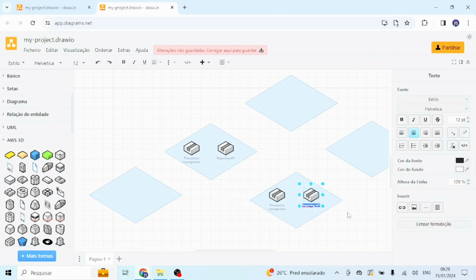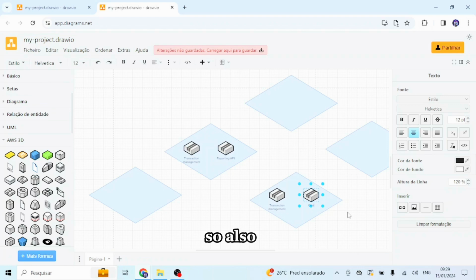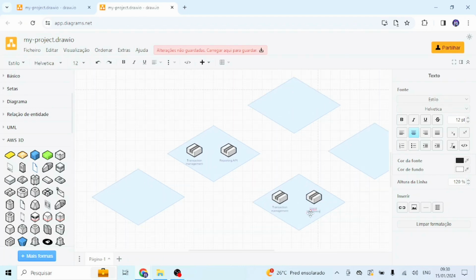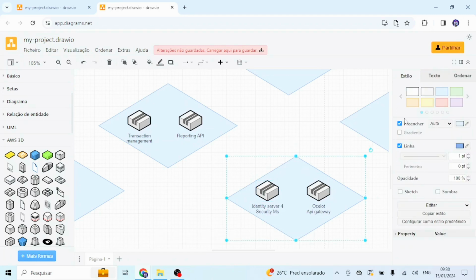So here we have the security and gateway infrastructure as a microservice too. So Ocelot API gateway. Okay, done. And here identity server for the security microservice. Okay, again I'm going to change the color. Ugly color, and this one. Okay, this one. Okay, nice.